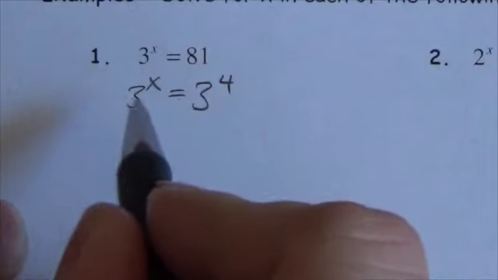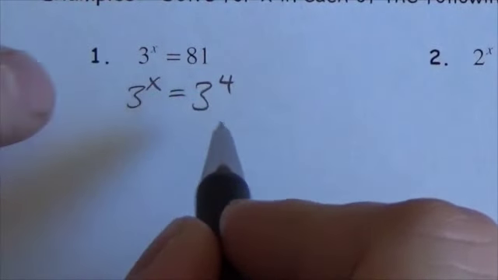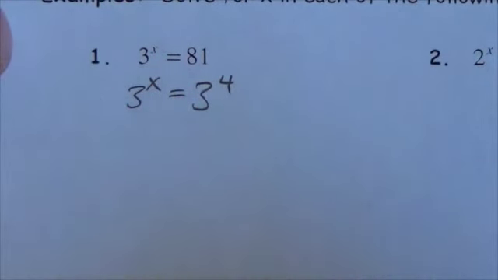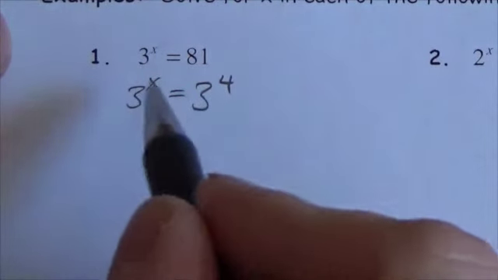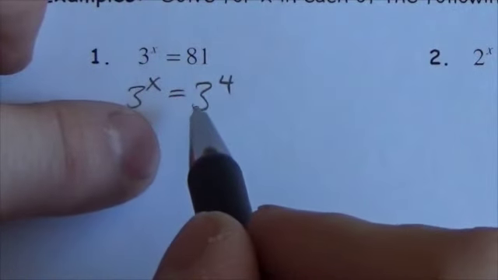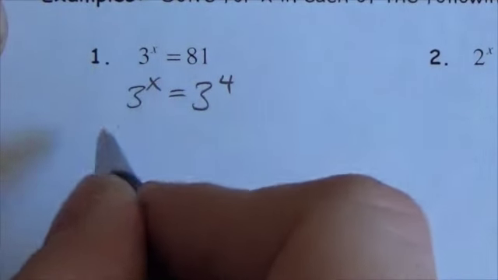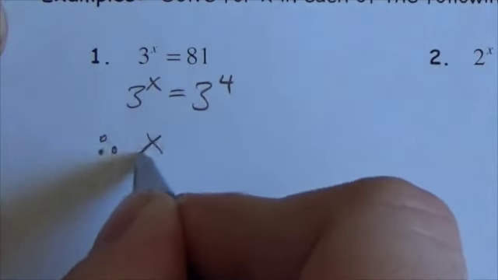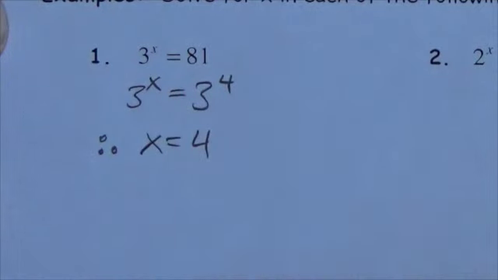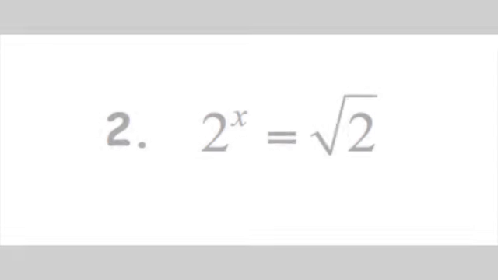Now, because power is equal to power, and think about this, there are two parts to a power: the base and the exponent. If the whole powers are the same, and I can see that the bases are the same, I can conclude that the exponents must be equal. So x must be the same as 4. x is 4. That's the logic in solving exponential equations in this method.